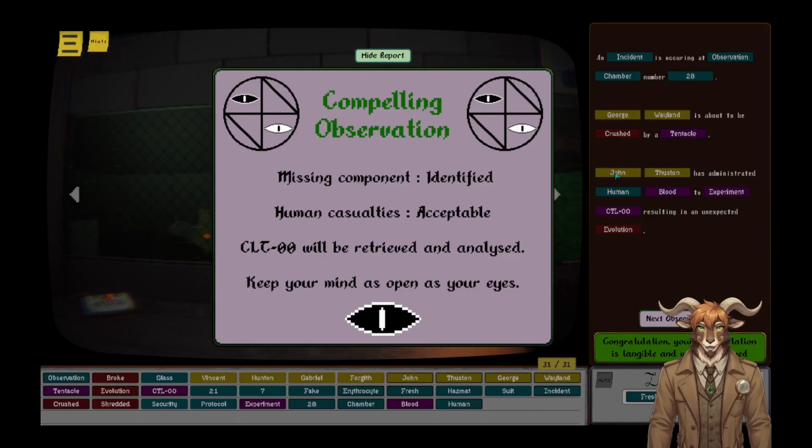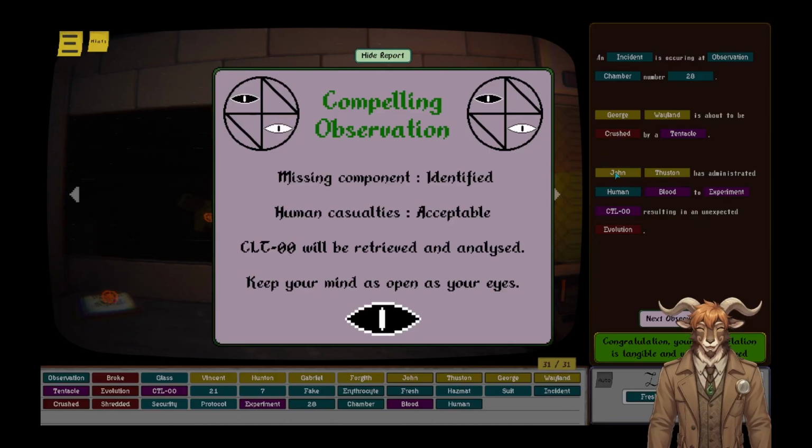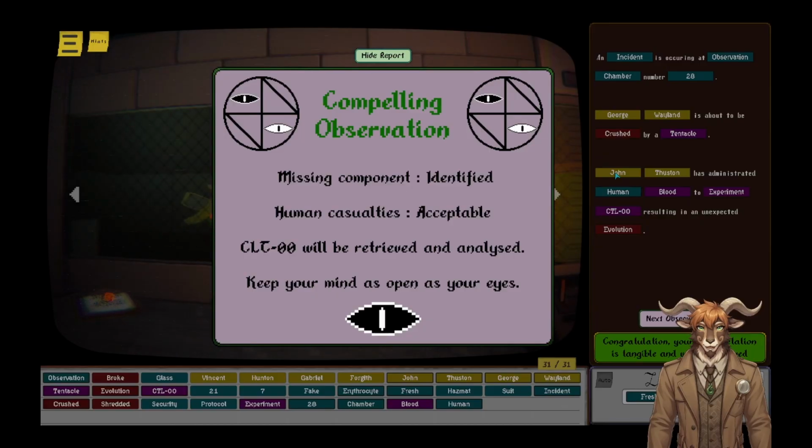Yeah, missing component identified. Human casualties acceptable. CLT00 will be treated and analyzed. Keep your mind as open as your eyes.